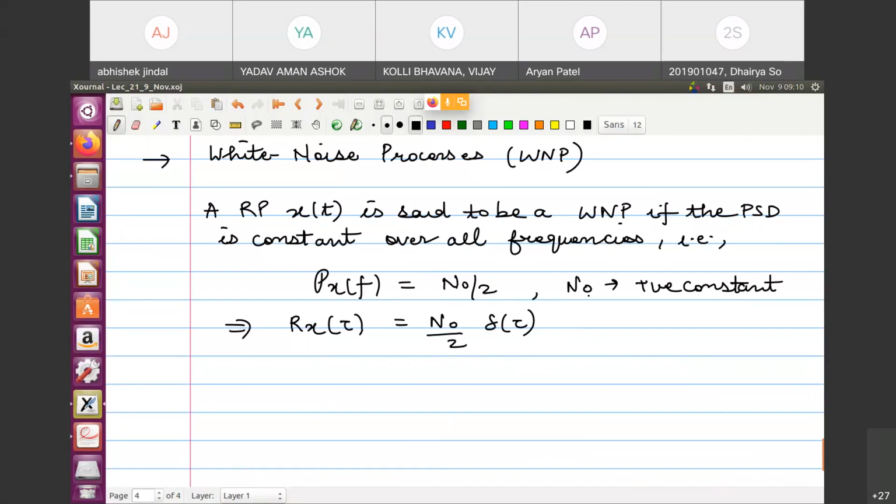This is N naught by 2. It means if I just now vary f, I will get N naught by 2 at all f. So this is what a white noise process is. You can check by taking the inverse Fourier transform.